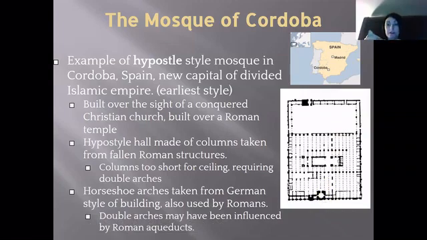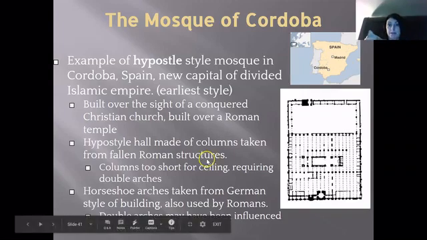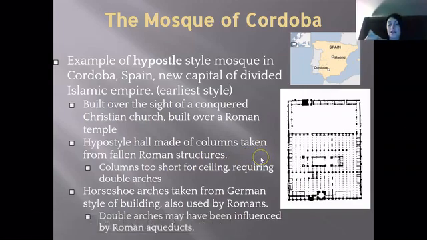And then you've got all these little dots, which would be these hypostyle columns that you would walk through that were actually taken from Roman structures that they had conquered in this area. But the problem with the columns that they took is they were way too short for the ceiling. So they had to invent double arches to stack up to actually meet the ceiling with these columns. And the horseshoe arches, we call them, because they're actually not like a rounded arch. They're more of a pointed arch, so kind of like a horseshoe, was something that the Romans may have taken from the Germans, so like the Germanic area. So that was something that they also borrowed.